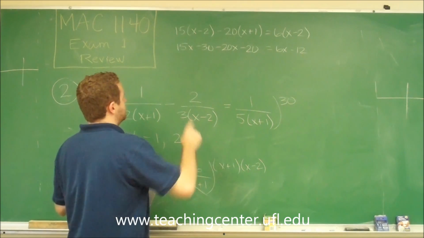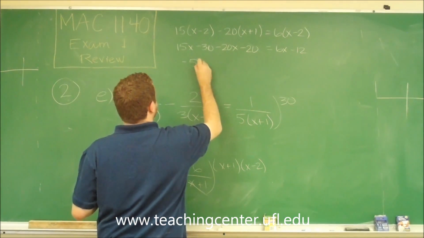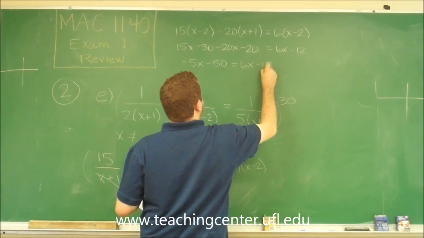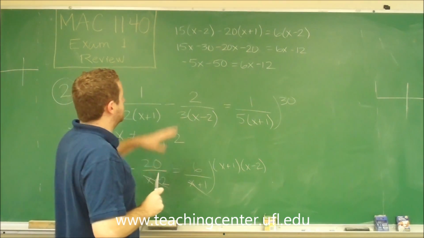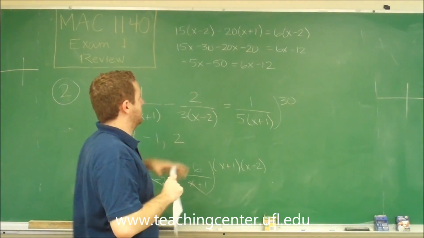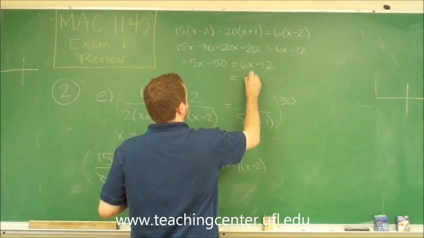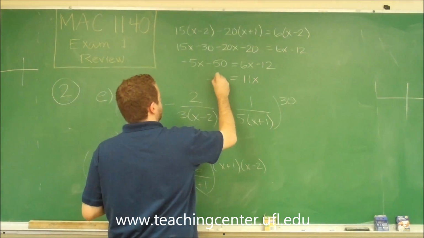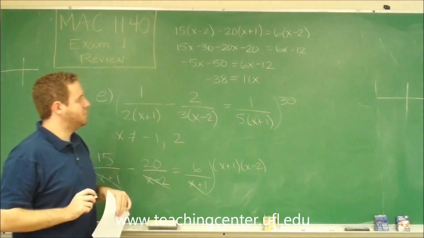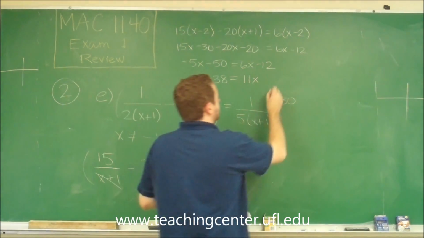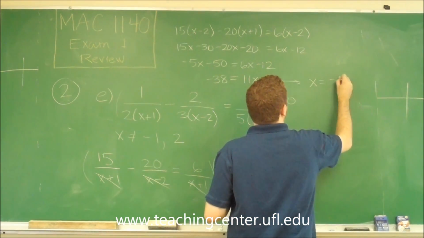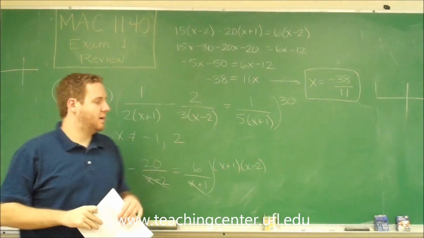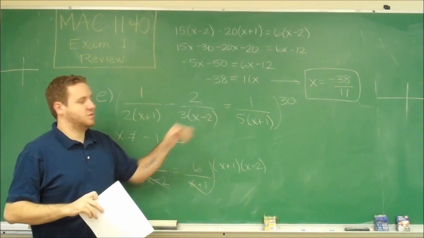Well, let's combine all our like terms here. 15x minus 20x would be negative 5x. Minus 30 minus 20 is minus 50. So let's move the x's to the right and the numbers to the left here. So 6x plus 5x would be 11x. And negative 50 plus 12 would be negative 38. So this gives us that x is equal to negative 38 over 11. Again, that's not either of our numbers that we couldn't have, so that's our answer.